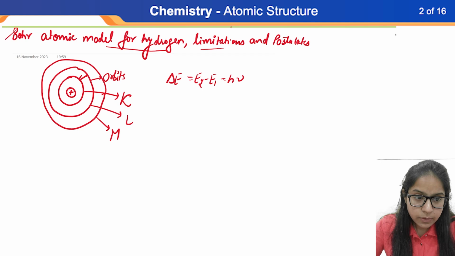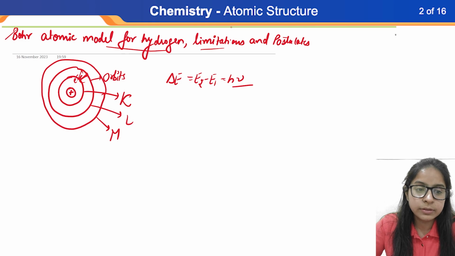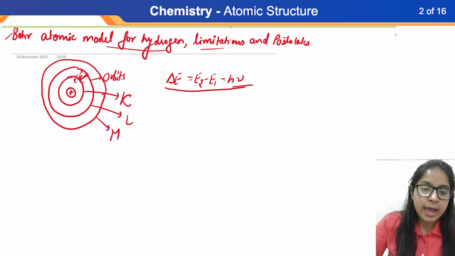If this energy difference is not met, the electron cannot move from one orbit to the other. It requires at least this amount of energy, delta E. If we give energy less than this delta E, the electron cannot move from the lower orbit to the higher orbit. And if we give more energy than this delta E, the electron also cannot move.